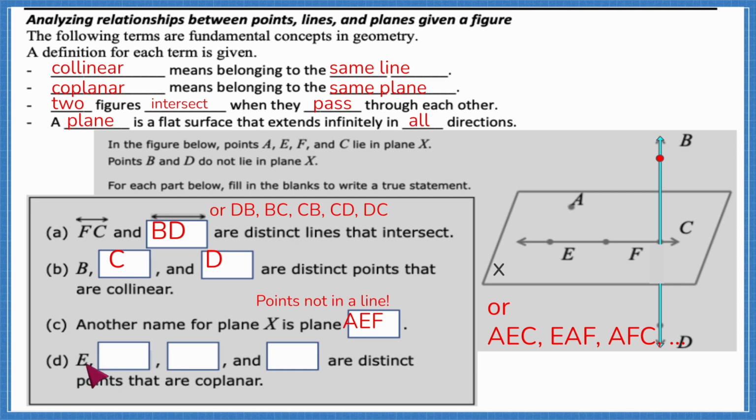All right, then I have E, blank, and blank are distinct points that are coplanar. Well, they already told us this, actually, because remember, coplanar means that they share the same plane, and they told us in the first sentence here that the points A, E, F, and C lie in plane X. They already told us that these were coplanar, right? They just didn't use the word coplanar, but they said they lie in plane X. They lie in the same plane. So I know it's A, F, and C, and again, you can type these in any order you want. They already did E, so don't type E again. But A, F, and C you can type in any order you feel like.